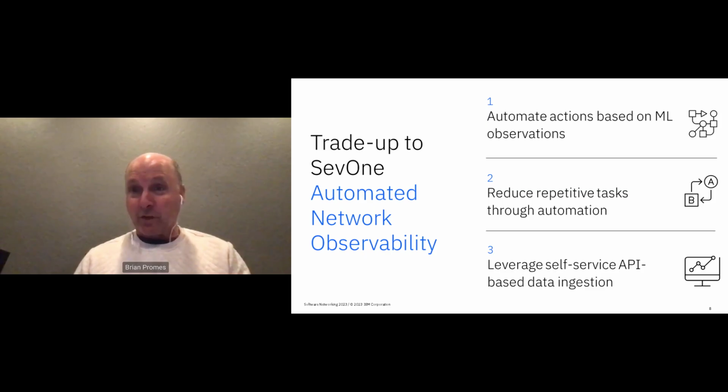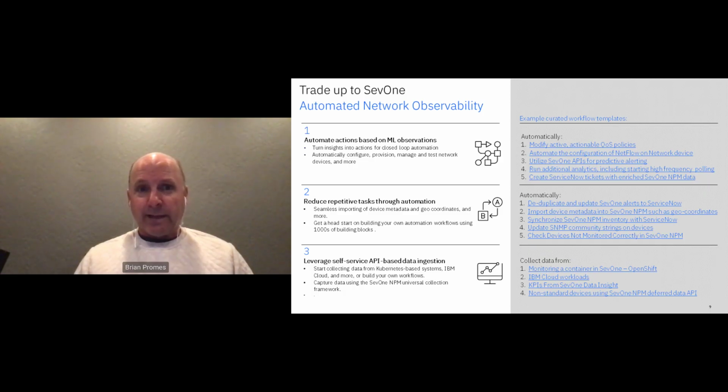And then I did mention this one a little bit earlier, the ability to leverage a self-service, API-based data ingestion to help make sure that if you get something new in your network, that you can actually gather the data and make it part of your observability type of solution. So, in this section, what I encourage you to do is any of the links that are here on these slides, link directly into the IBM community. Inside the IBM community for SevOne, you'll see each of these workflows, these are sets of predefined templates that show you how you can use automation directly in your system based upon insights that come in.